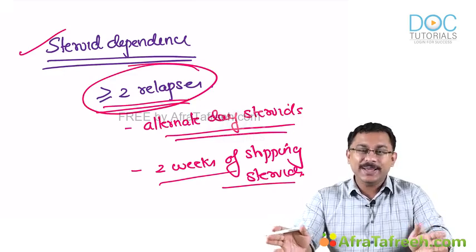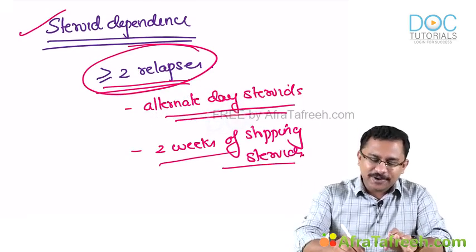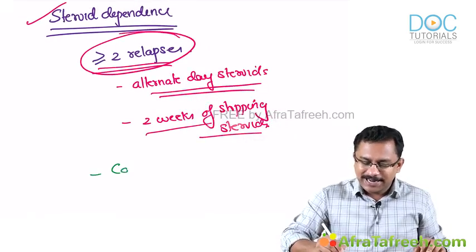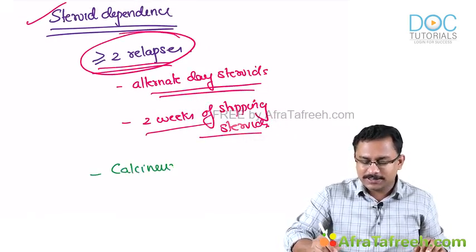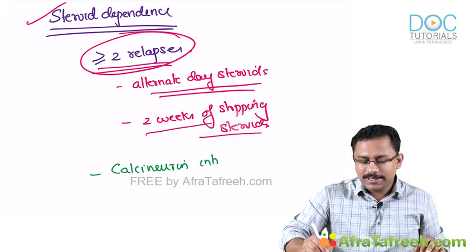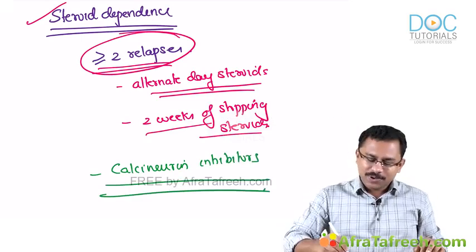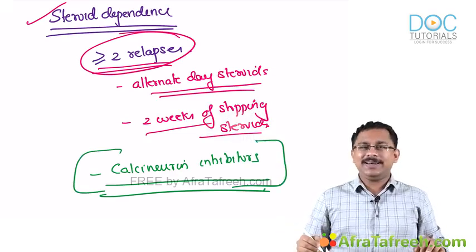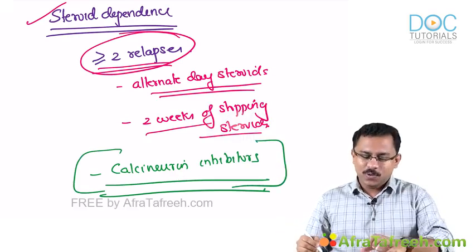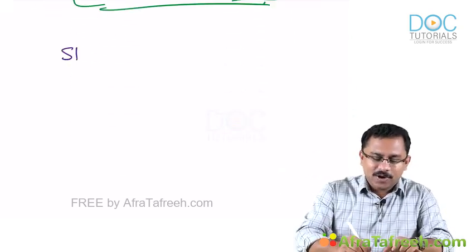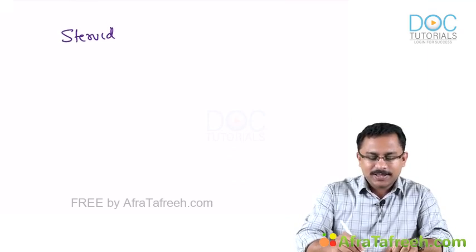Steroid dependent condition. And in case of steroid dependence, you can go for your calcineurin inhibitors. Very clear? Okay. So next is another condition, that is your steroid resistance.